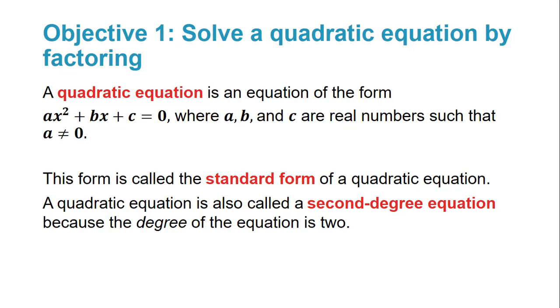In this video, we'll look at solving quadratic equations by factoring. A quadratic equation is an equation of the form ax squared plus bx plus c equals 0, where a, b, and c are real numbers such that a is not equal to 0. If a had the value of 0, then 0 times x squared would just be 0, and we would have a linear equation.